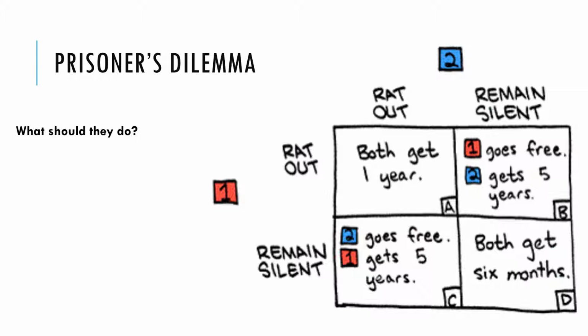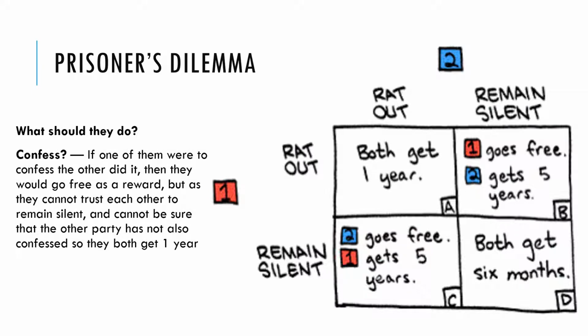So what should you do in this situation? Well, you might consider confessing, and you might consider, yep, number 2, my friend, they did it. Now, if you do that, if you're person 1 and you confess and you blame your friend, then you could end up going free. But if you can't trust the other person and they rat you out as well, then you could both end up getting 1 year in prison.